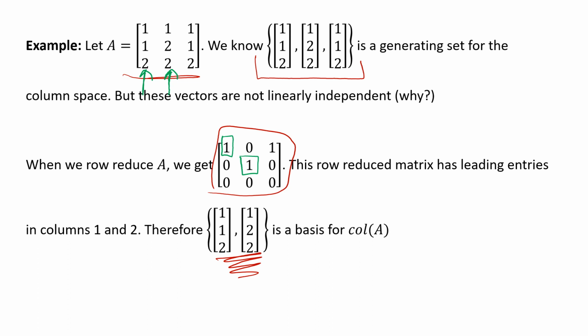Okay? So if you have a set of vectors and you are looking at the span of those vectors and you want to see if it's a basis or not, in other words, if they are linearly independent, what do you do? You put them together, you row reduce, and you take the vectors that correspond to the columns where you have a leading element. Those form a basis. They are going to be linearly independent.